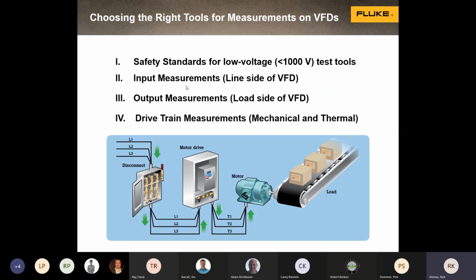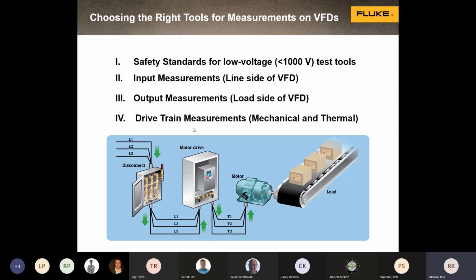Then we're talking about measurements on the line side or the input side of the drive, down over here on the left, versus on the output side of the drive. The drive presents some challenges from the measurement standpoint, and I'll show you some pretty high-end equipment, actually, PowerLoggers and ScopeMeters. But I really want to emphasize the importance of having the right tool when we're just talking about the everyday things, voltmeters, clamp meters, and some of the specifications that are important. And it differs on the input and the output side of the drive.